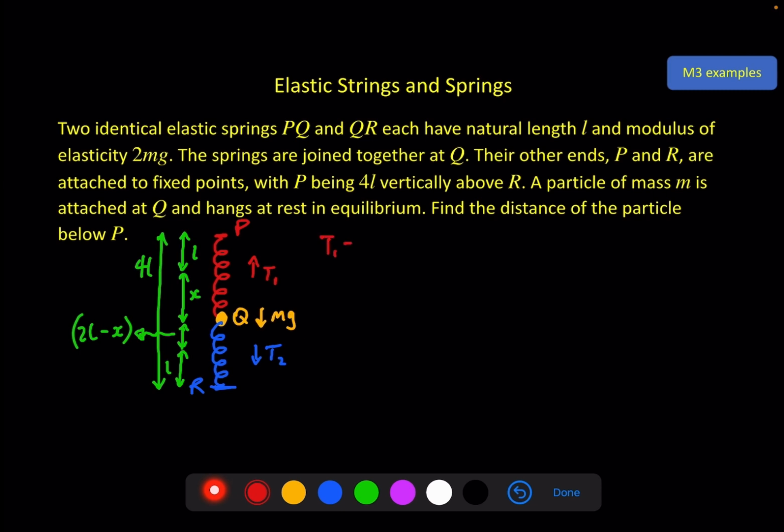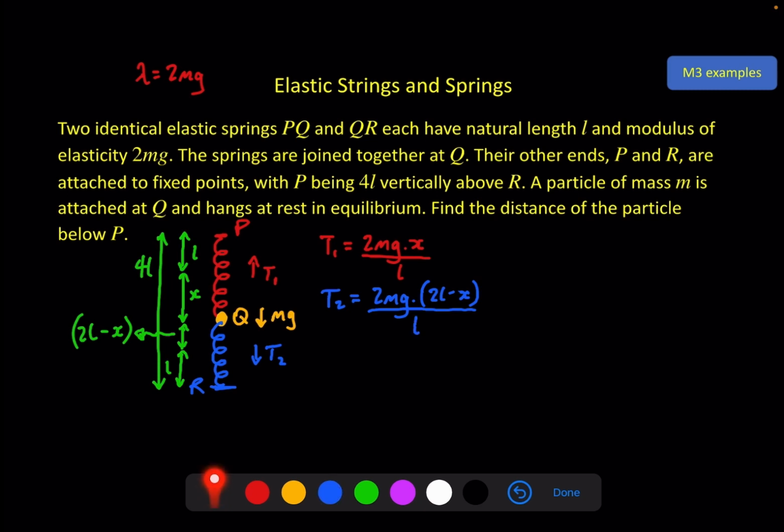T1 here is equal to lambda, 2mg, because they both have lambda equal to 2mg, they're identical springs, times the extension of PQ, which is x, divided by the natural length, which is L. T2 is equal to the 2mg again, times the extension, not x this time, but 2L minus x, divided by the natural length, which was L as well.